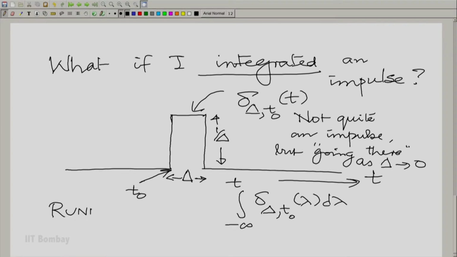We call it a running integral of this impulse, or this very narrow pulse which is moving towards an impulse. And let us see what I would get. Now, there are three situations possible. Let us draw all the three.